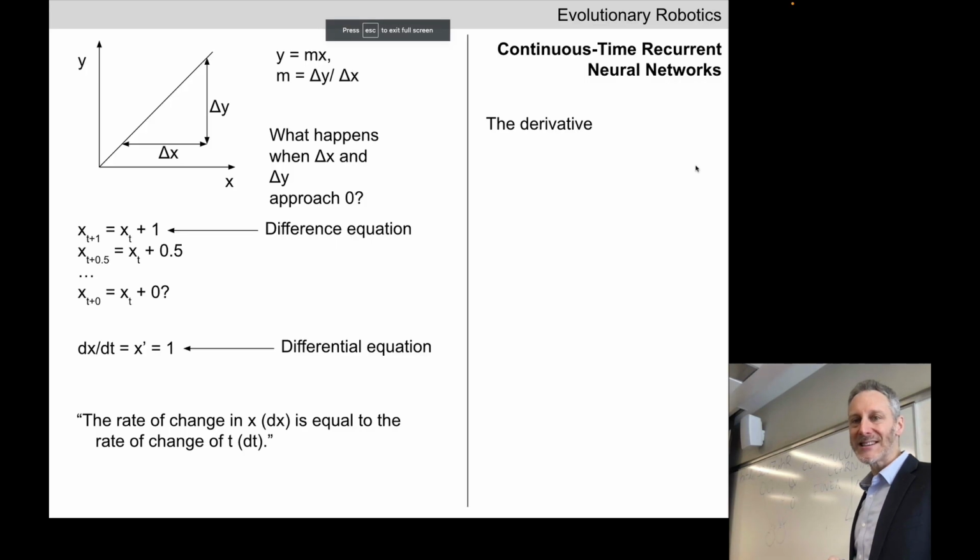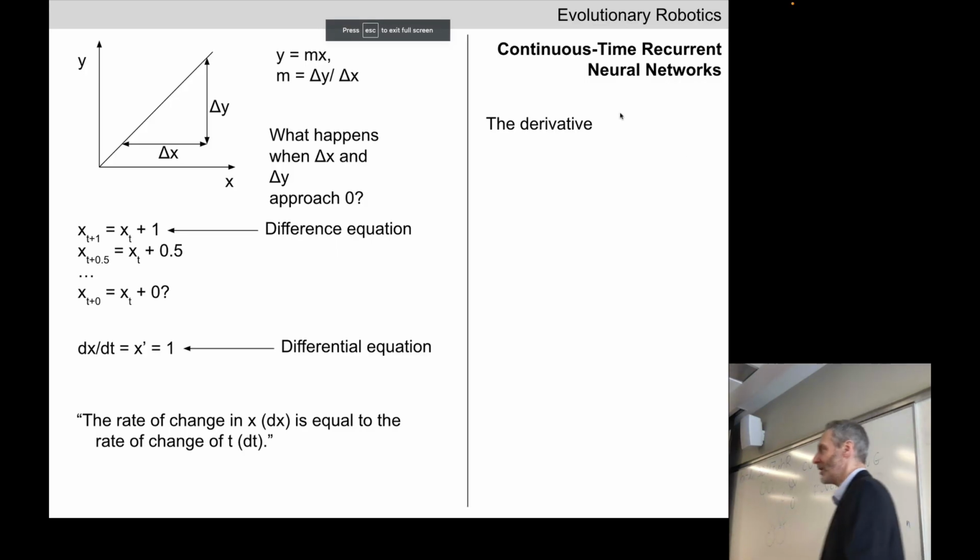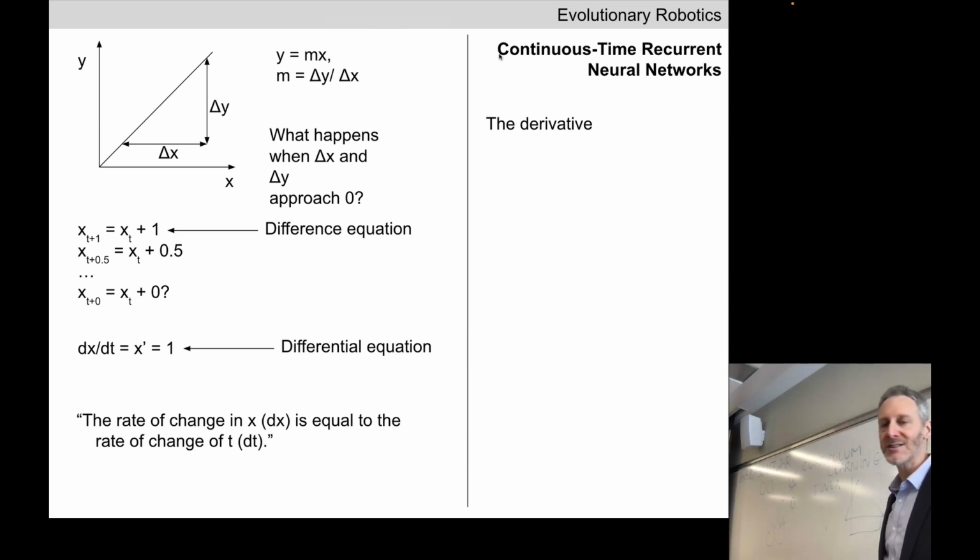Okay, so CTRNNs, continuous time recurrent neural networks, we'll break down each word in this name. In order to do so, my apologies, we're going to have to use some calculus. This is the one and only time you're going to see calculus in this class. All right, back to high school calculus. What is the derivative? Why do we all have to learn calculus in school? It turns out that it's useful for tons of things, including, surprise, surprise, robotics.